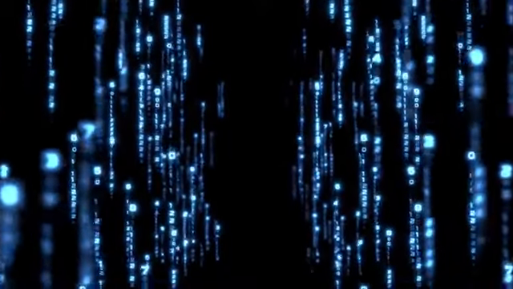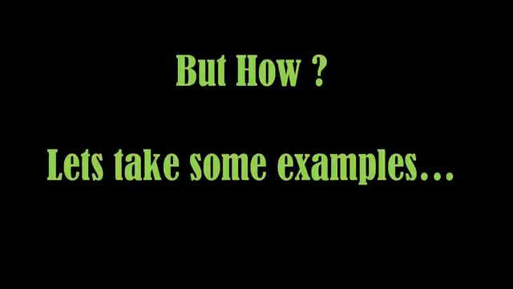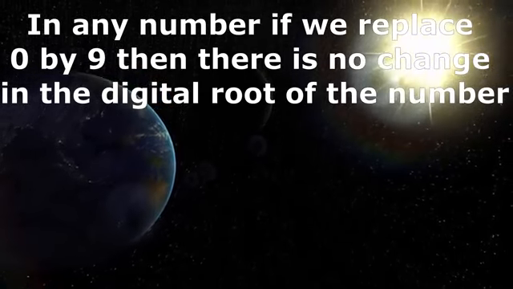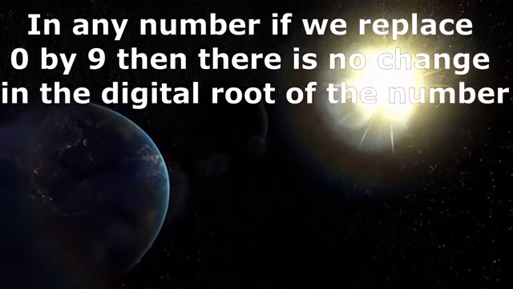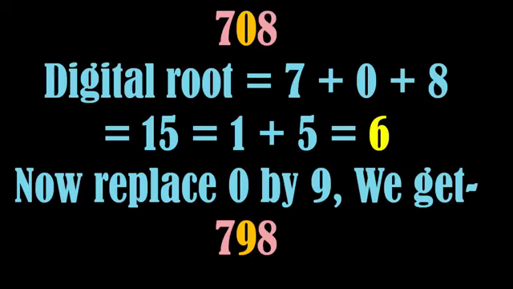Now I will prove how number 9 represents everything and also nothingness. Actually, number 9 is the same as number 0 in some sense. But how? Let's understand it. In any number, if we replace 0 by 9, then there is no change in the digital root of the number.